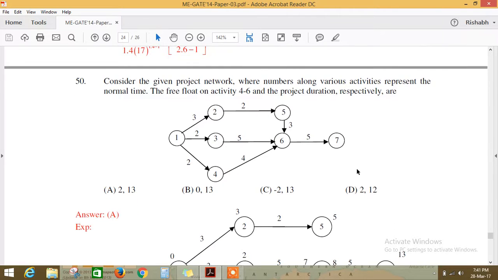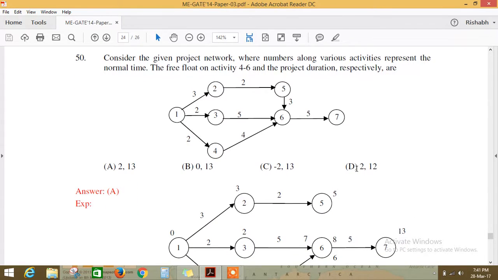Now the next question is from industrial engineering. A project network is given where the numbers along the various activities represent the normal time. We need the free float of the activity 4 6 and the project duration. Where is 4 6? Here is 4 6. So you have to find out the free float and the project duration.